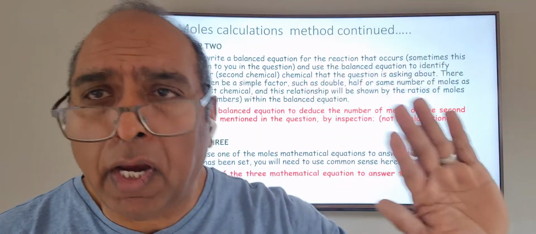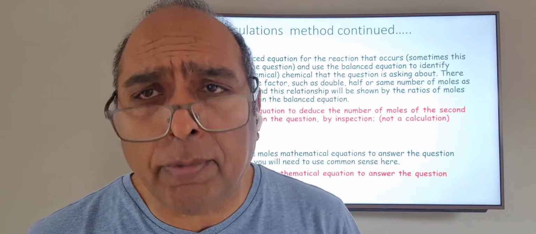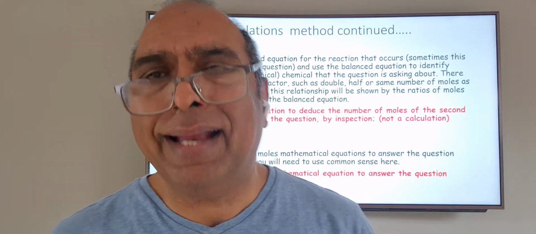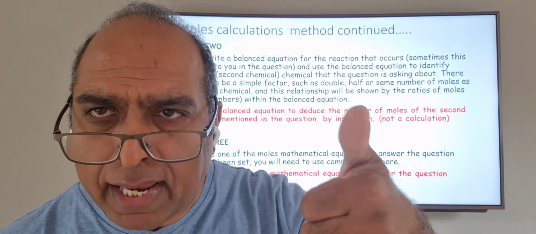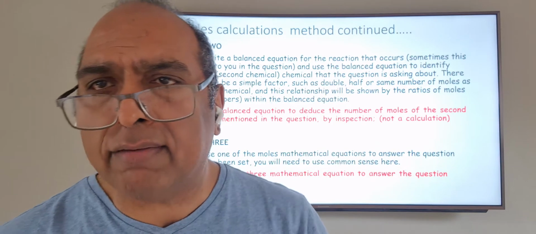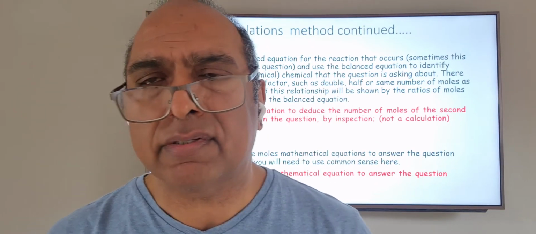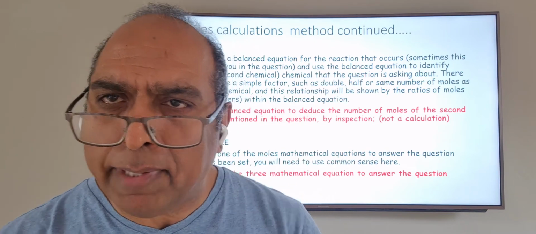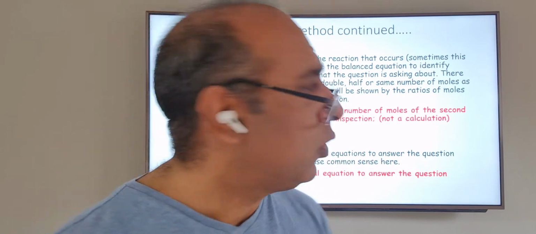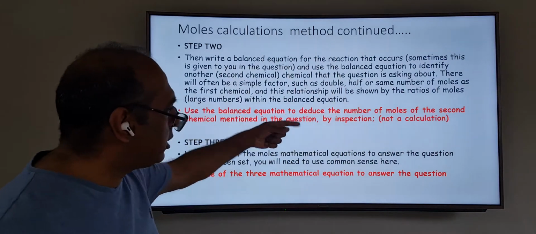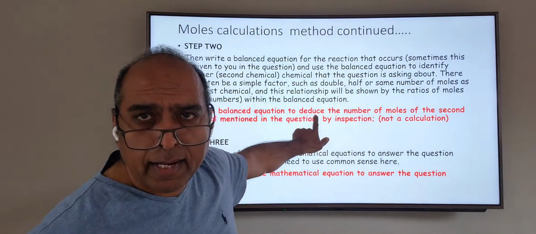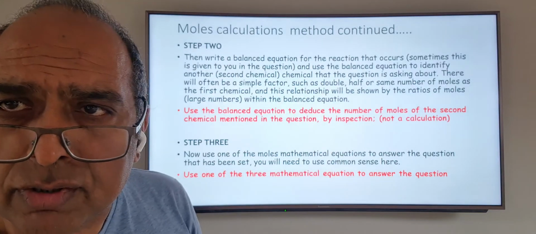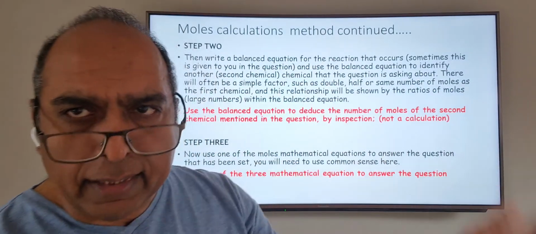Or, sir, it's double the number of moles. Yeah. Or, sir, it's half. Now, most of the time, the answer is same, double, or half. Occasionally, it's 2/3, and they're harder moles problems, etc. But when you write the balanced equation, it will become obvious to you what to do. So, use the balanced equation, and the word I want you to focus on here is deduce. Deduce. It's not a calculation. You don't get your calculator out and do it.